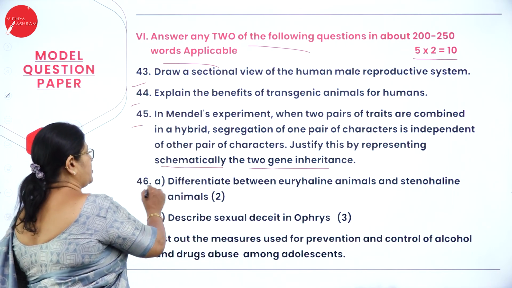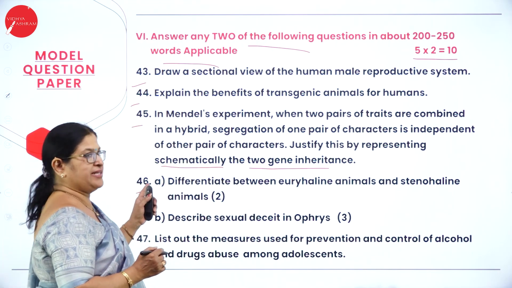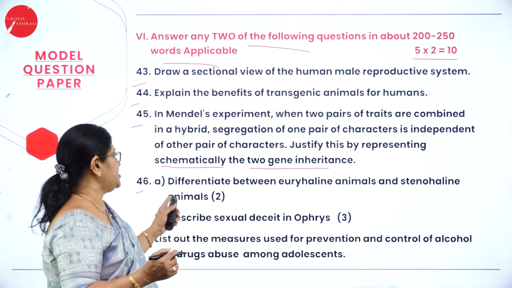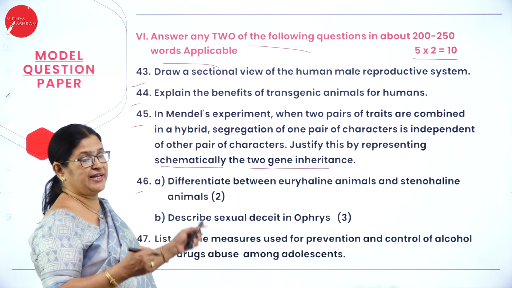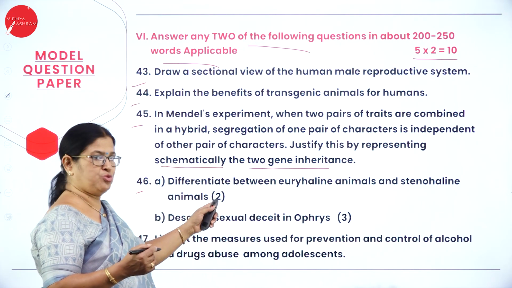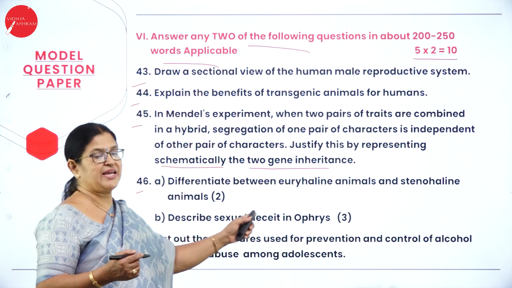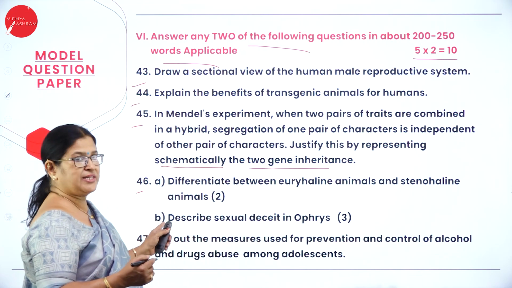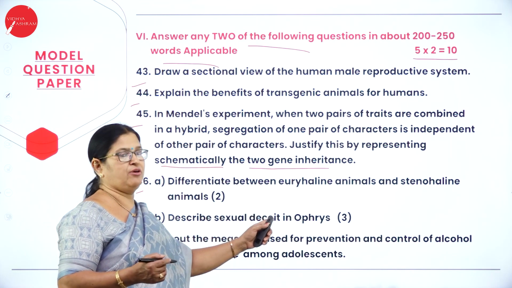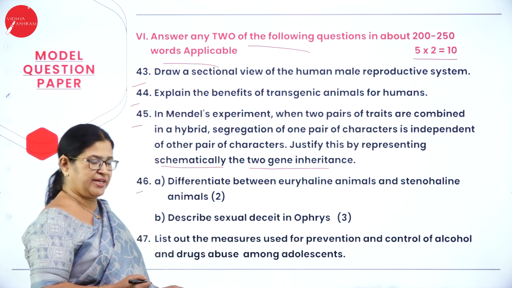Next, 46th question, which is a split question. 46A, differentiate between euryhaline and stenohaline animals. As I said, it is a split question where question A carries 2 marks and question B carries 3 marks. So what is question B? Describe sexual deceit in Ophrys, which carries 3 marks.